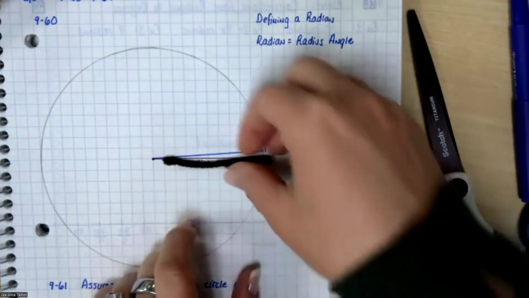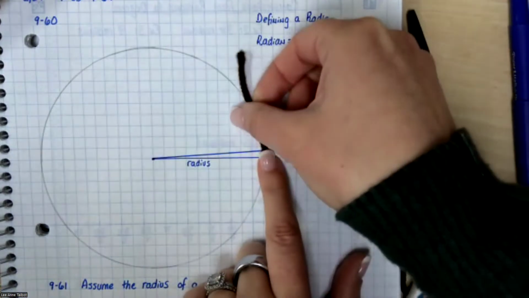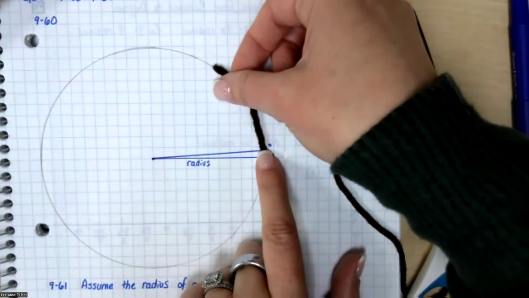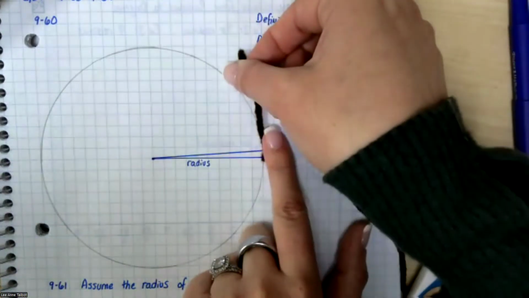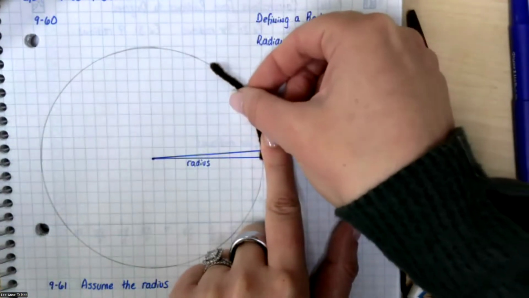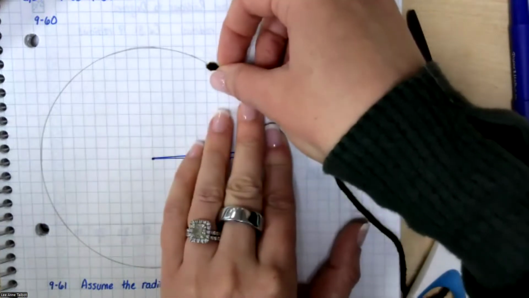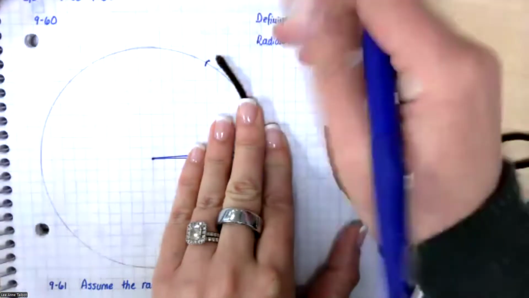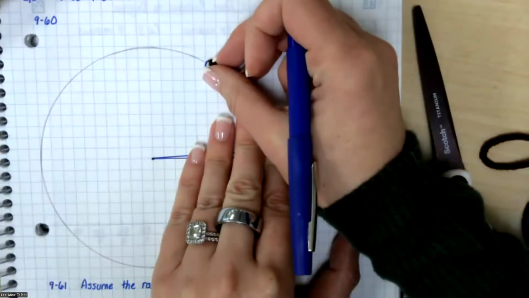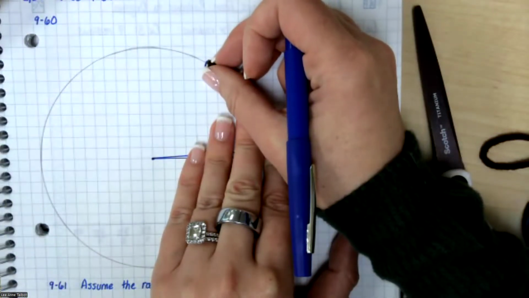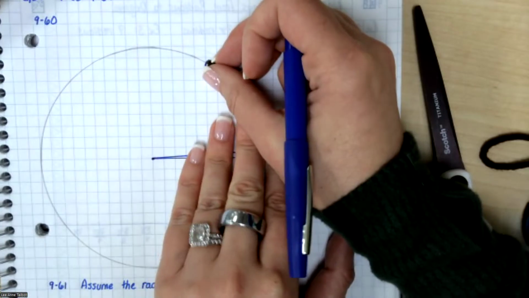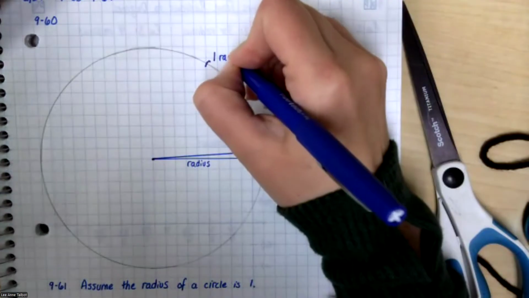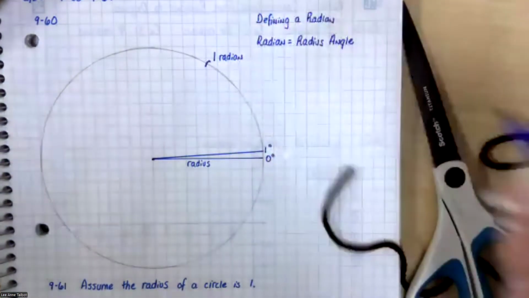All right, what I'm going to do is, the reason I'm using yarn is because a radius angle is how much the angle is when you bend the radius around the circle. So I'm putting the tail of it here at 0, and I'm bending it around. And what I want you guys to do is just estimate where this would be on your circle, right about here, if your circle is circular. And I want you to label that 1 radian.